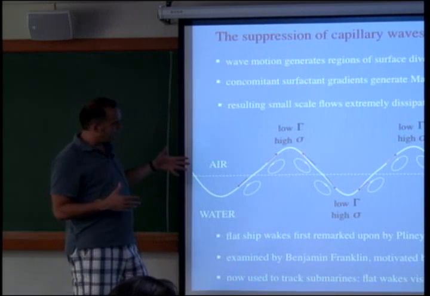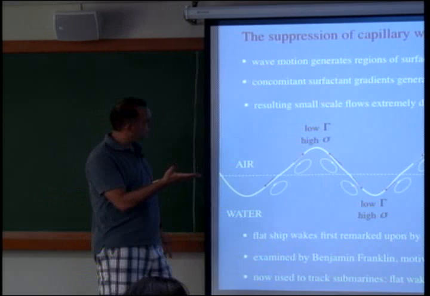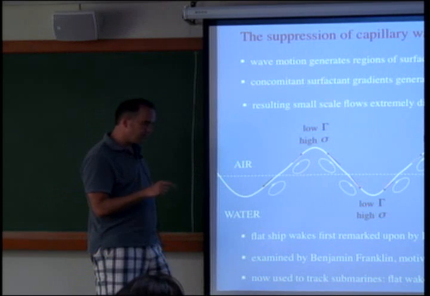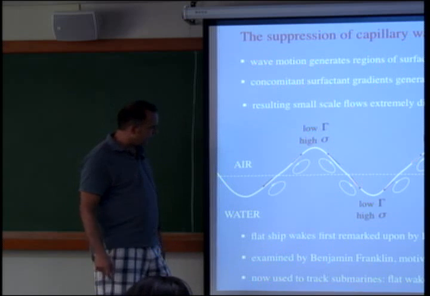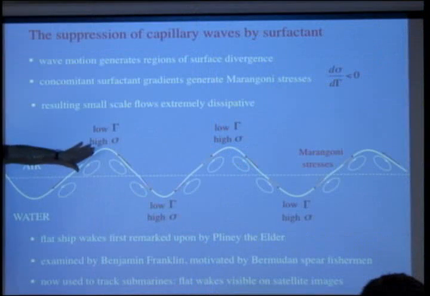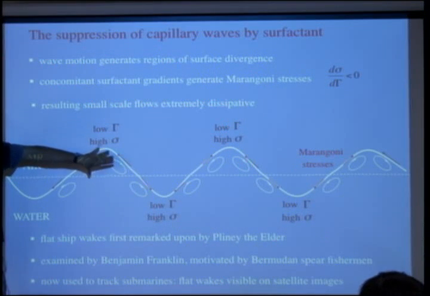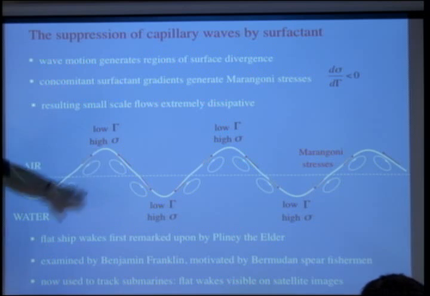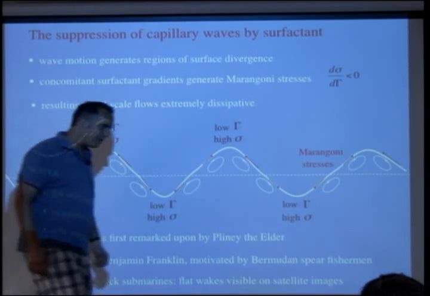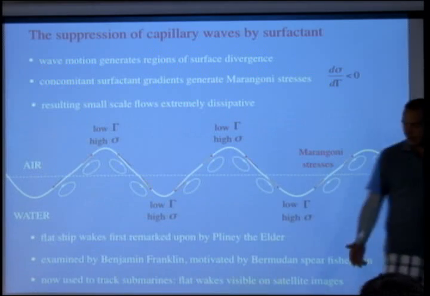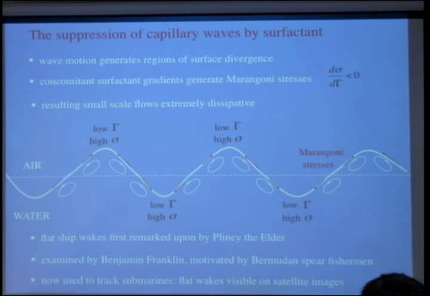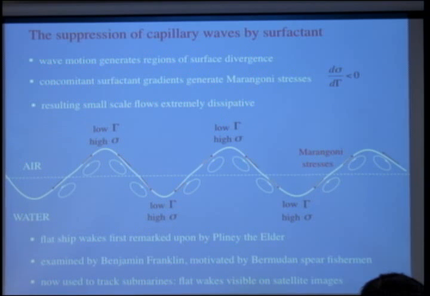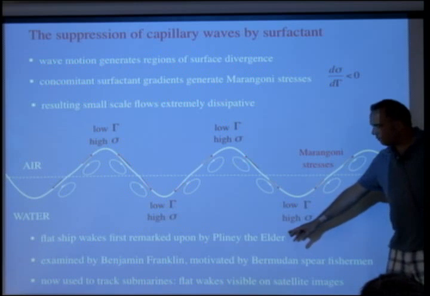Okay, so if you have wind blowing over water, the most unstable wavelength is the capillary length, on the order of a few millimeters, and so there you get this huge dissipation on the millimetric scale. Those waves get damped by the presence of surfactants, and so you'll tend to push the most unstable wavelength upwards.